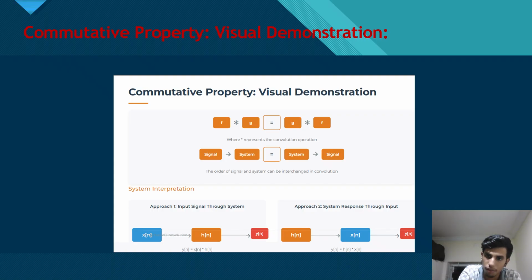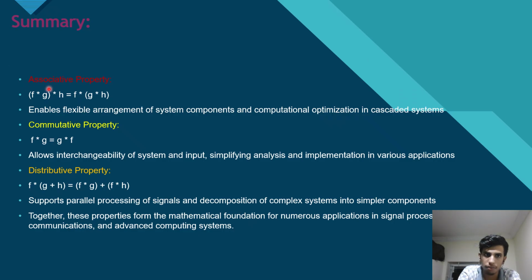And now we will discuss the summary. Associative property, as we know, the formula is (f * g) * h. That means f convolution, now we convolve both the systems g convolution h, and it enables flexible arrangement of system components, composition, and optimization in cascade systems.